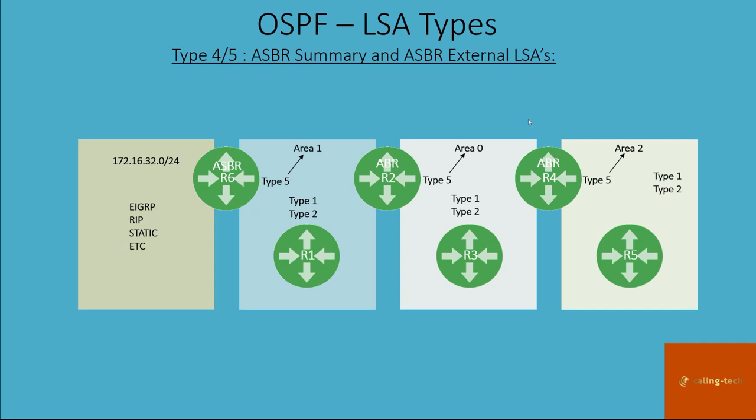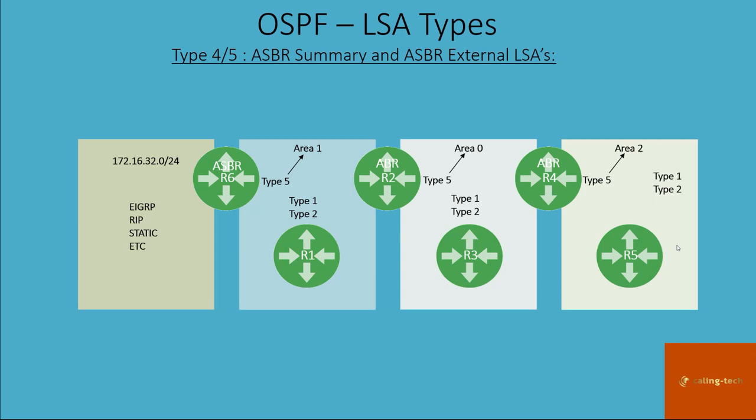So how do we resolve this issue of Area 0 and Area 2 having the full unchanged Type 5 LSA that tells them use router 6 to get to 172.16.32.0, but yet they don't actually know that router 6 exists, let alone how to get there? Well, this is where the Type 4 LSA comes into play. So Type 4 LSAs, as we know, are ASBR summary LSAs.